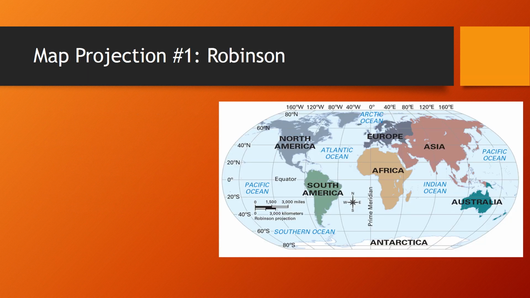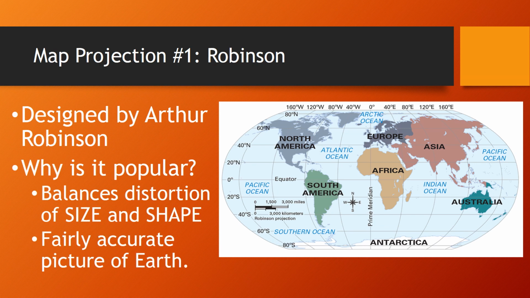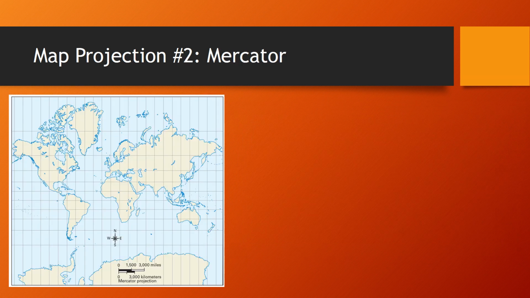So map projection number 1 is called the Robinson projection. How'd they get this name? Because it's designed by a man named Arthur Robinson. Now, why is it popular? Well, it balances the distortion of size and shape, like a seesaw. This gives it a fairly accurate picture of Earth, and you can actually find a Robinson projection, the one you're seeing here, in section 5 of lesson 1.